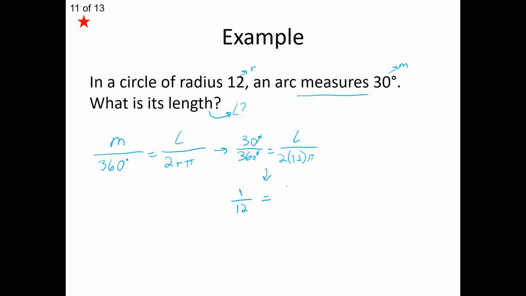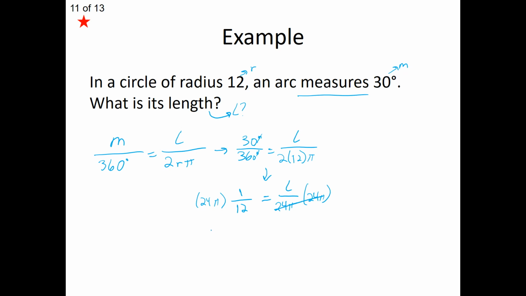L. Now on the right-hand side, I've got this denominator, which is 2 times 12 times pi. That simplifies then to 24 pi. We are going to leave this in terms of pi, which means I can solve for L very quickly. I just simply multiply both sides by 24 pi. Those 24 pi's cancel out.